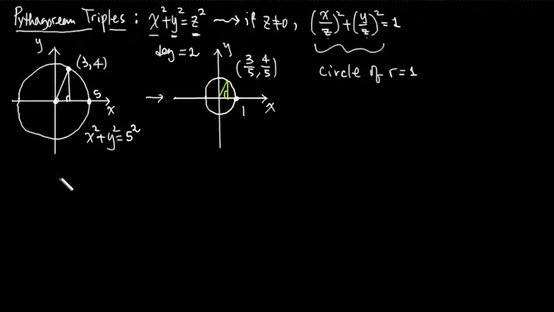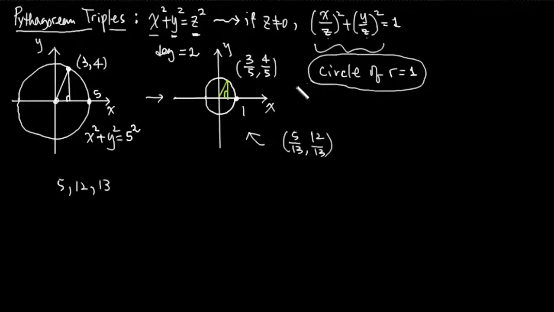If you have the 5, 12, 13 Pythagorean triple, by dividing everything by 13, you're going to get a coordinate like 5 divided by 13, 12 divided by 13. But they'll all appear on this unit circle, right? So all the Pythagorean triples can be shrunk down to this unit circle. So you will find all the Pythagorean triples in here as rational solutions.